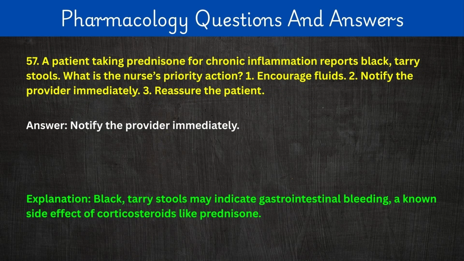57. A patient taking prednisone for chronic inflammation reports black, tarry stools. What is the nurse's priority action? 1. Encourage fluids. 2. Notify the provider immediately. 3. Reassure the patient. Answer: notify the provider immediately. Explanation: black, tarry stools may indicate gastrointestinal bleeding, a known side effect of corticosteroids like prednisone.